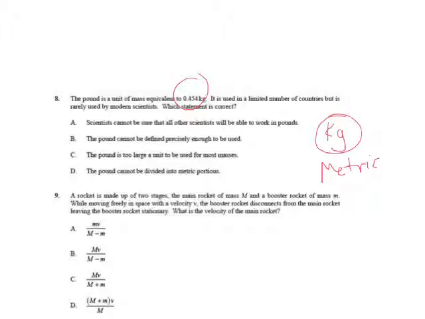And the answer is D. The pound cannot be divided into metric portions, which can lead to inaccuracies in conversions. The answer to A can't be the right one unless we assume that scientists are a bit simple. Scientists cannot be sure that other scientists will be able to work in pounds. That's true, but not necessarily relevant. A pound cannot be defined precisely. Well, that's not true. If you use enough significant figures, you can. And the pound is too large. Well, that's not true either. Okay, so the answer is definitely D.